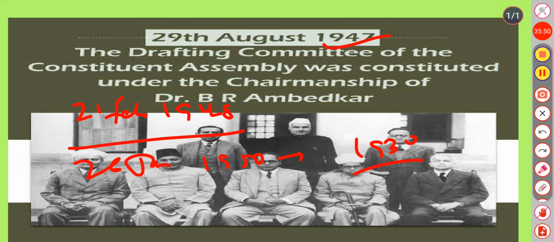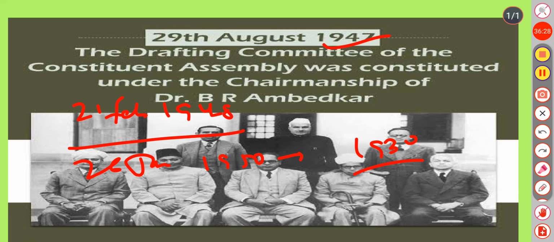First is the Union Powers Committee, headed by Pandit Jawaharlal Nehru, and the Union Constitution Committee, Pandit Jawaharlal Nehru. Provincial Constitution Committee, Sardar Patel, and Drafting Committee, Dr. B.R. Ambedkar. Advisory Committee on Fundamental Rights, Minorities and Tribal and Excluded Areas, Sardar Patel. Rules of Procedure Committee, Dr. Rajendra Prasad, and States Committee, Pandit Jawaharlal Nehru. And Steering Committee, Dr. Rajendra Prasad. So these facts are important sometimes.